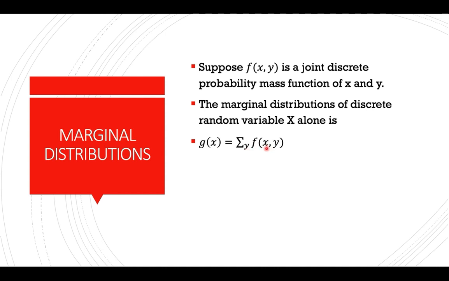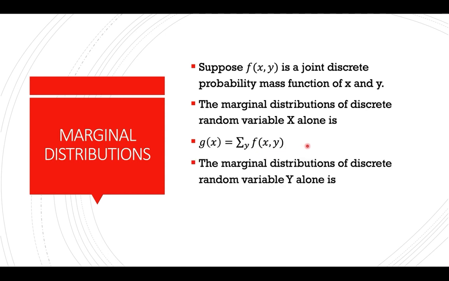So we fix the value of x, and then we get the sum of all possible values of y. In a similar manner, the marginal distribution of the discrete random variable y alone will be represented by h of y. So this time we take all the possible values of x, and then we fix the value of y.